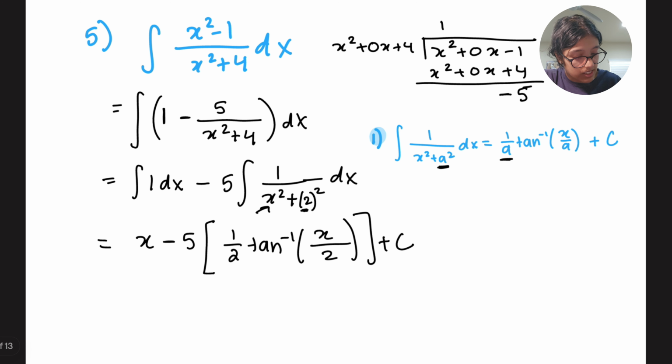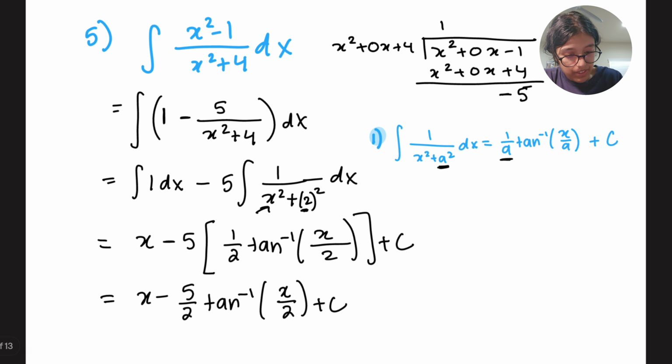Let's simplify this a little bit more. x minus 5 over 2 tan inverse x over 2 plus c. And that is our final answer.